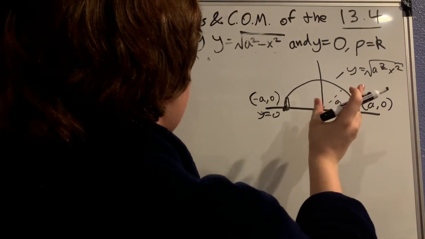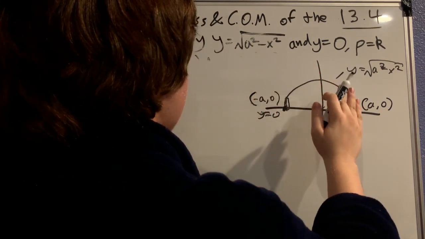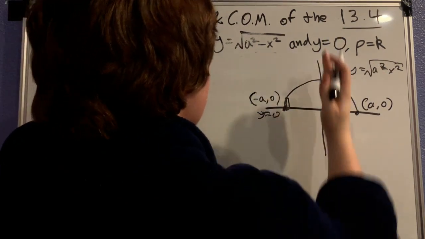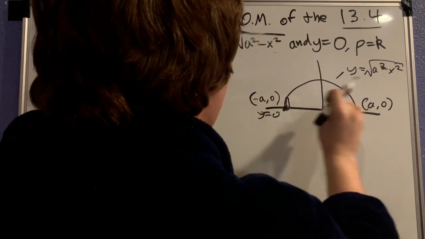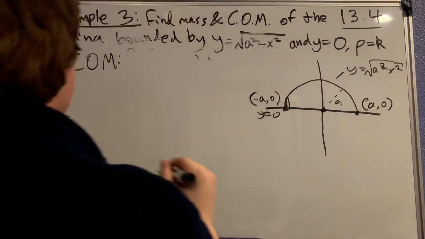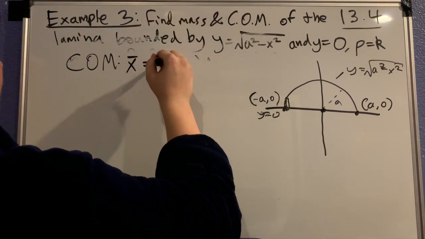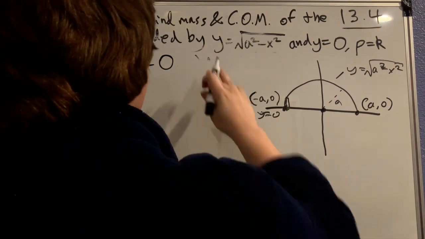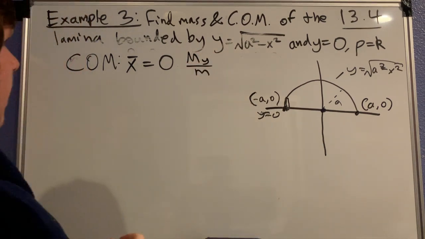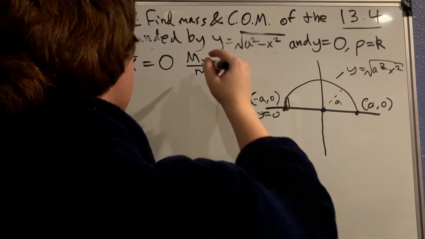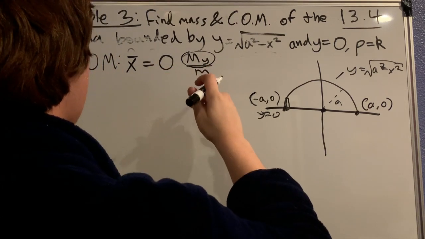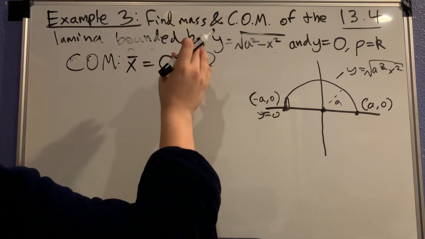The center of mass is just where mass is equally concentrated on both sides of the axis. And in terms of the y-axis, or the x-coordinate, it's just x equals 0. And so that would mean that x bar equals 0. Remember that x bar was just My over the mass. So now we just have to find Mx. We don't even need to find My because we already know what x bar is.